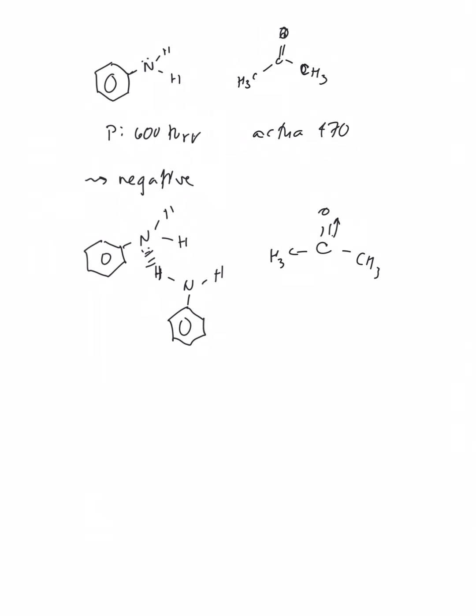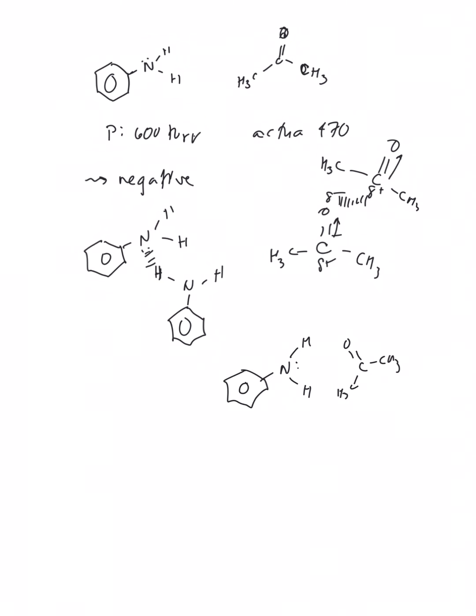So this is a polar bond. We have a partial negative and a partial positive. The negative dipole on the oxygen of one acetone is attracted to the positive dipole on the carbon of another. So acetone can't hydrogen bond with itself, but the minute we throw it in with an aniline, the oxygen on the acetone can accept a hydrogen bond from one of those hydrogens on aniline.